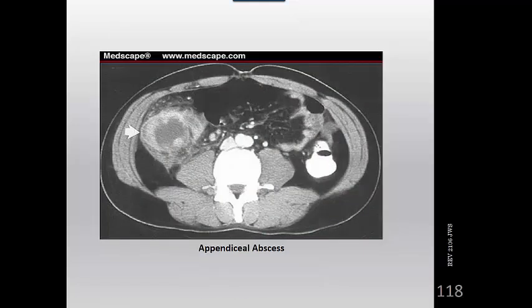And then here's an appendiceal abscess, just to show you what an abscess looks like. You have a lot of dark fluid collecting, and then you have some stranding going on in this tissue out here, and then all of this bowel wall that is inflamed as well.